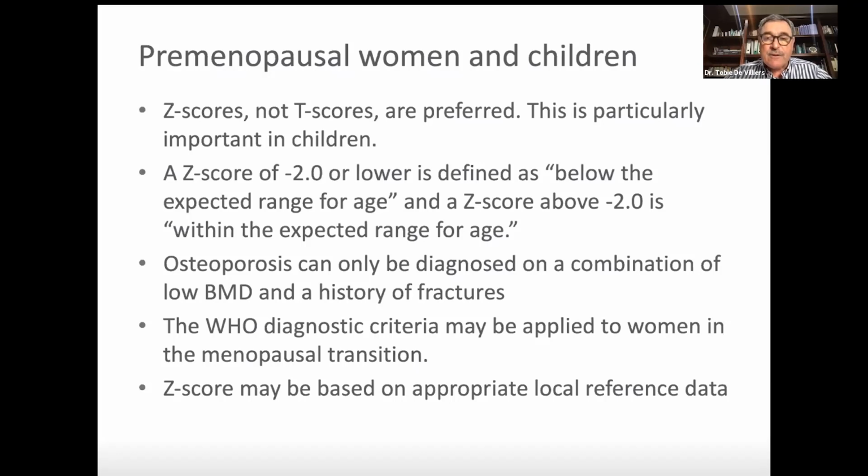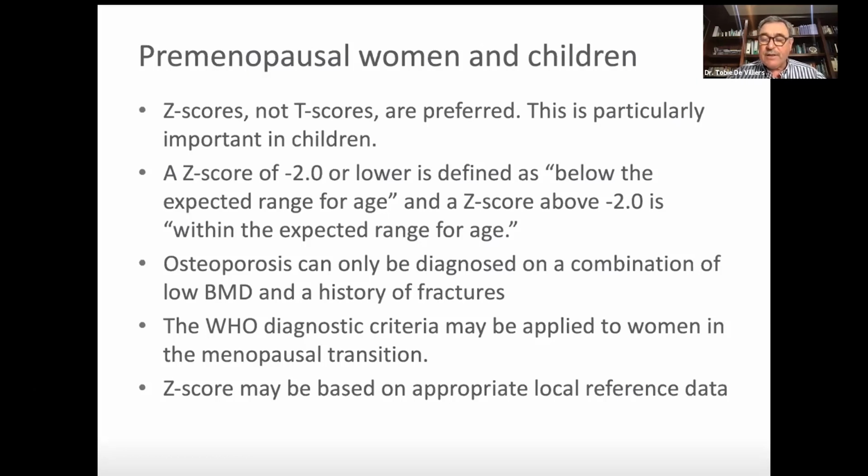of fractures. So this is one of the most common problems I see in referrals to me, that I get a premenopausal woman or a child that's been branded osteoporosis, and that was based on a T-score, which is inappropriate. And if you just have a look at the Z-score, you see that it is within the -2.0 range, so it's in fact appropriate.